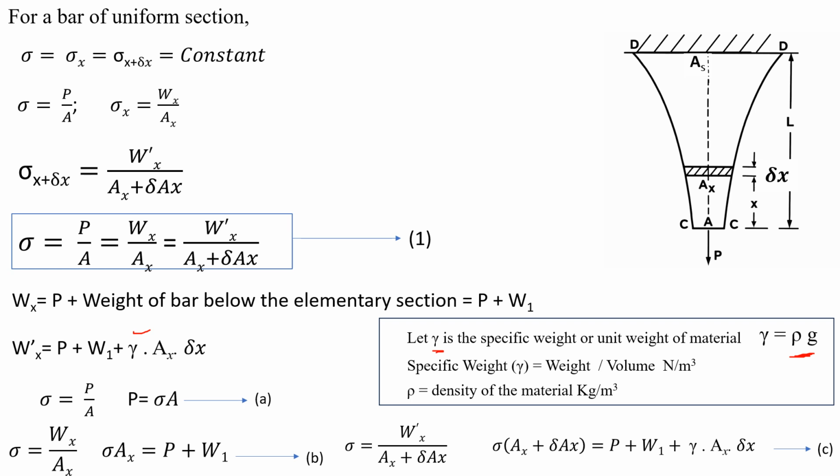Similarly, from equation 1, sigma equals W dash x divided by Ax plus dou Ax. So, this equation can be rewritten as sigma into Ax plus dou Ax equals, we know that W dash x equals P plus W1 plus gamma Ax dou x. So, sigma into Ax plus dou Ax equals P plus W1 plus gamma Ax dou x. Let's consider this equation C.